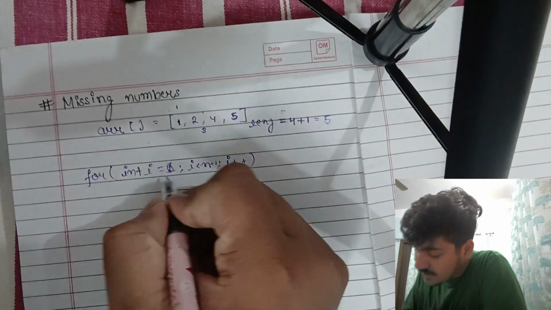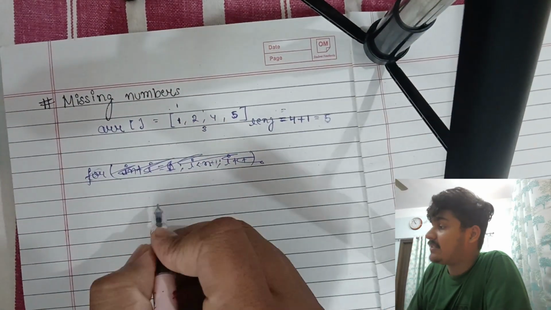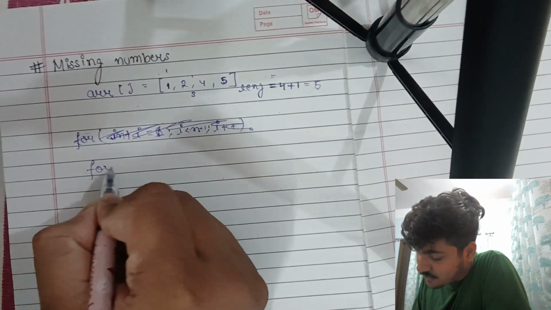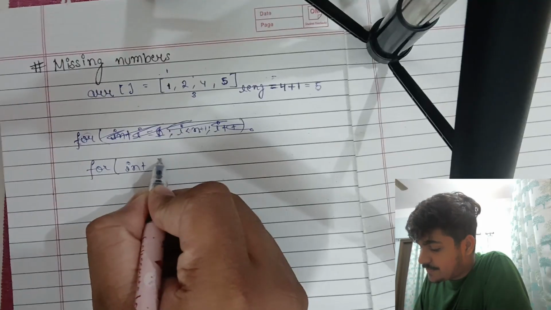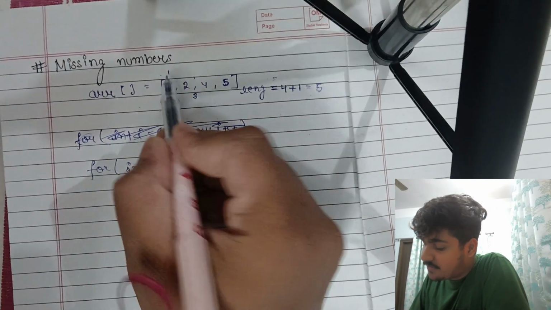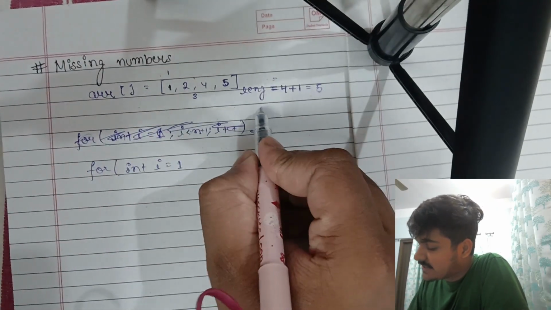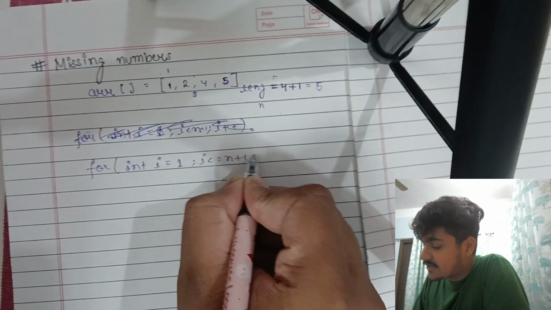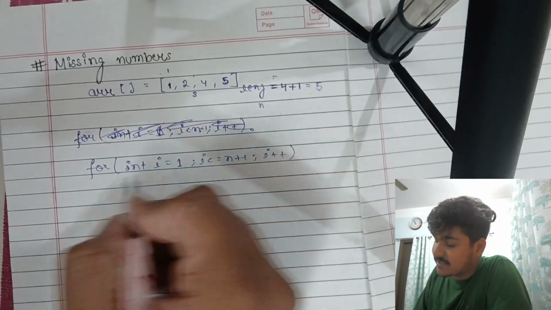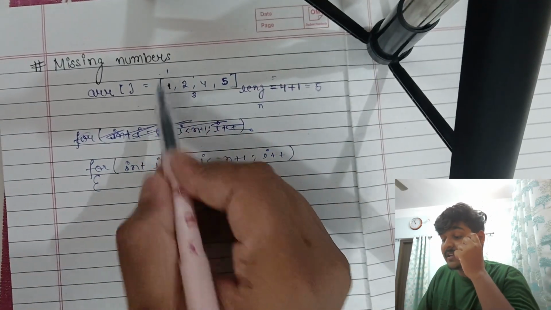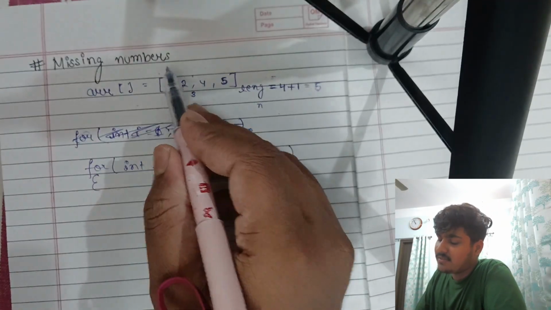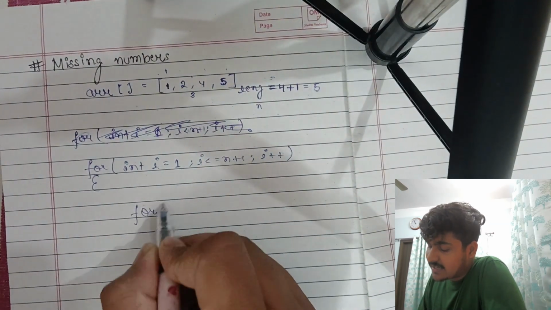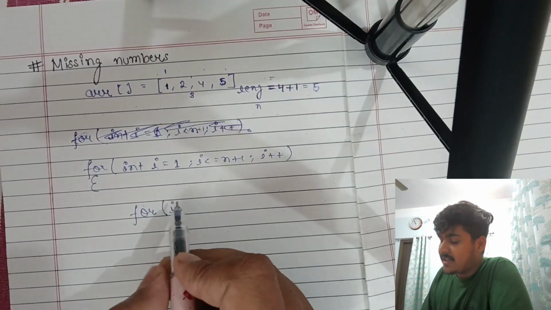Okay, so I have another pen. So let's write it in a fresh order. So int i equal to from 1 to length plus 1. Since we consider length as n, i would go to less than or equal to n, and i plus plus. So what it will do is, i will go from 1, 2, 3, 4, 5.